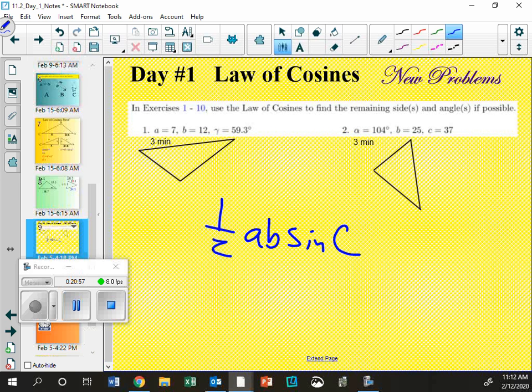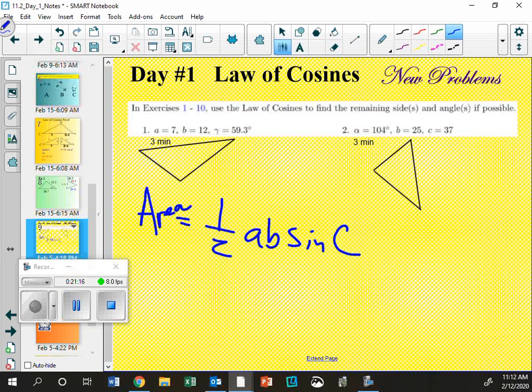A formula that only has one side is not a formula. We need to say A equals. Very good. And just to clarify, that's area. Let's write area. Otherwise, you might think it's side A or something. Area is 1/2 AB sine C.